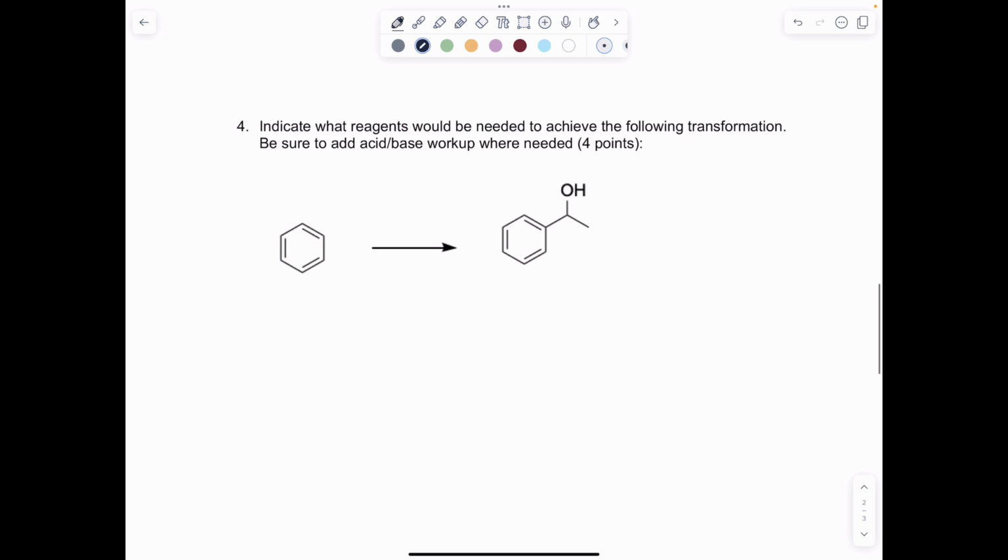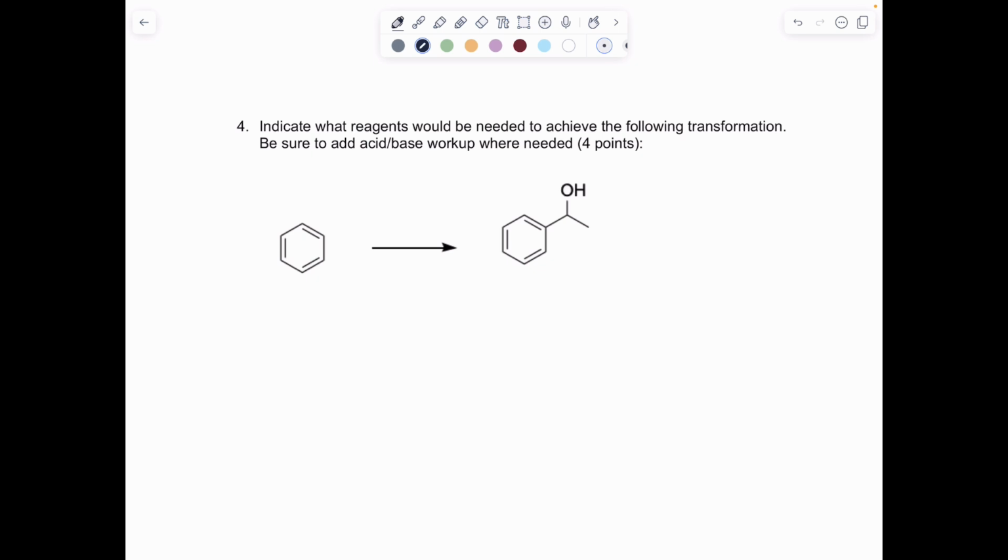And finally, question 4, indicate which reagents would be needed to achieve the following transformation. Be sure to add acid-base workup where needed. Okay, so there's a couple of ways that we could think about this. We know that we're going to have to add a carbon-carbon bond to the ring, so probably either Friedel-Crafts acylation or Friedel-Crafts alkylation.